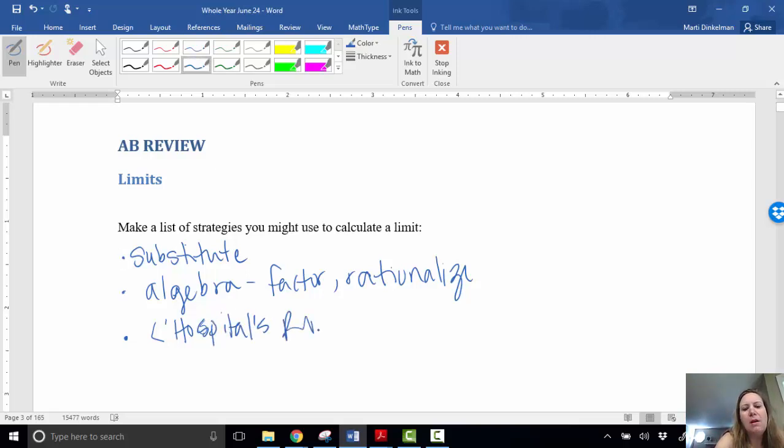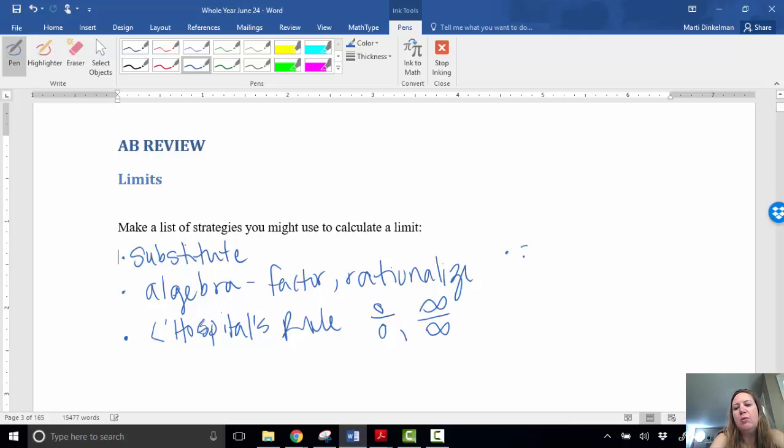L'Hopital's rule. Remember, this only works in certain situations. In AB, we talked about it being a 0 over 0 or an infinity over infinity situation. There are other ones that we'll run into here that we'll see, but those are the main ones that people will do. There are other things where we're not doing math work, but we're analyzing something else.